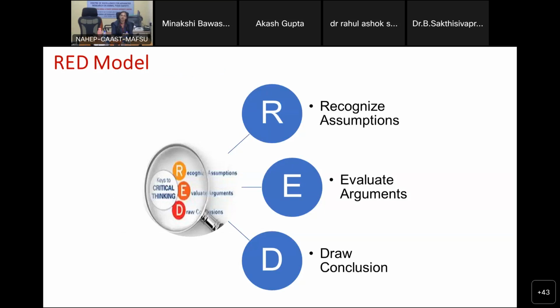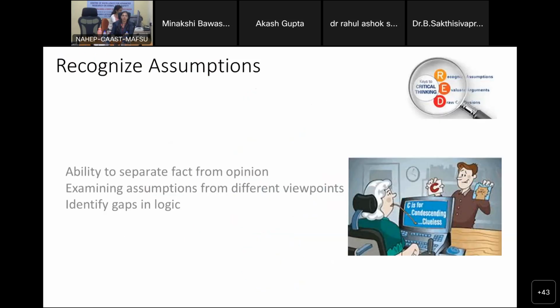and D is, when you're drawing a conclusion, you're reaching some kind of decision, right? Some kind of solution. So we know how to make assumptions now. We have seen some cases, we discussed some scenarios, right? So let's see it one by one. Recognizing assumption. So what does that mean? It's a very easy thing to understand.